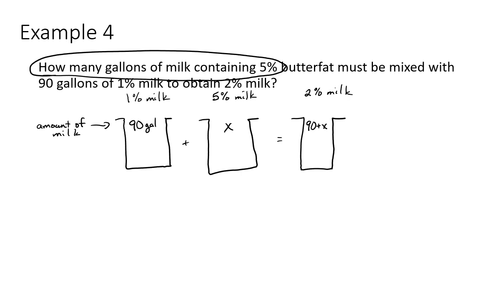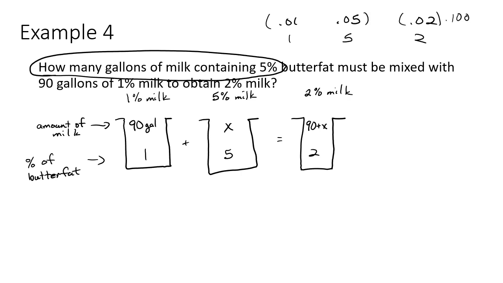All right, so that's the amount of milk. Next, we're going to have the percent of butterfat. And that's just in the name of the milk. So that's pretty straightforward. We've got 1% milk, we got 5% milk, we got 2% milk. Now you could write these as decimals to represent the percentages, but truth be told, you can just use the raw numbers as well, because it would be like multiplying both sides of the equation by 100, which would keep it balanced. So there's no need to introduce extra decimals into the mix.